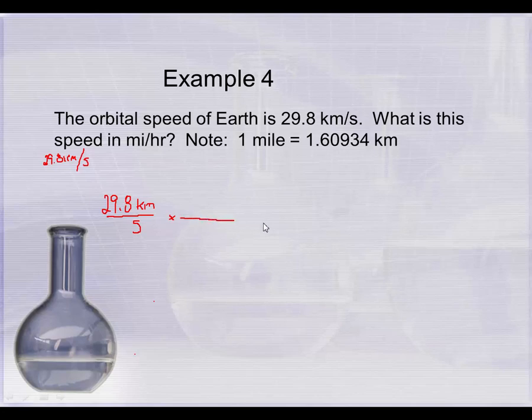Okay. What units do we want to convert to? Miles per hour, right? So it's in kilometers, we want it in miles. It's in seconds, and we want it in hours. How many units do we have to convert?